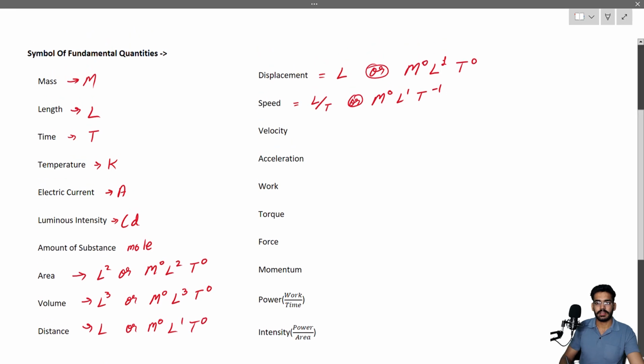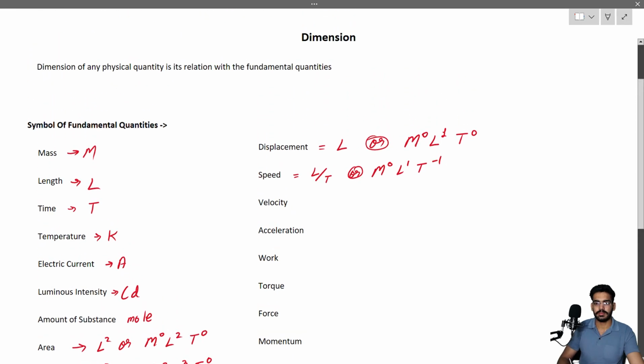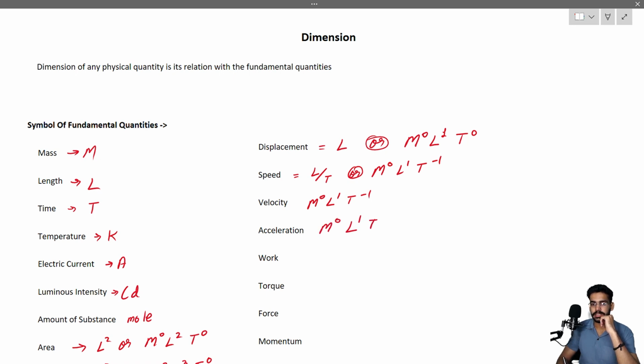Now let's come to velocity. Velocity is also the same, so m0 L1 and t to the power minus 1. I hope this is understood. Acceleration is what? Meter per second square. Meter is in the numerator and second in the denominator, so it comes as minus 2.